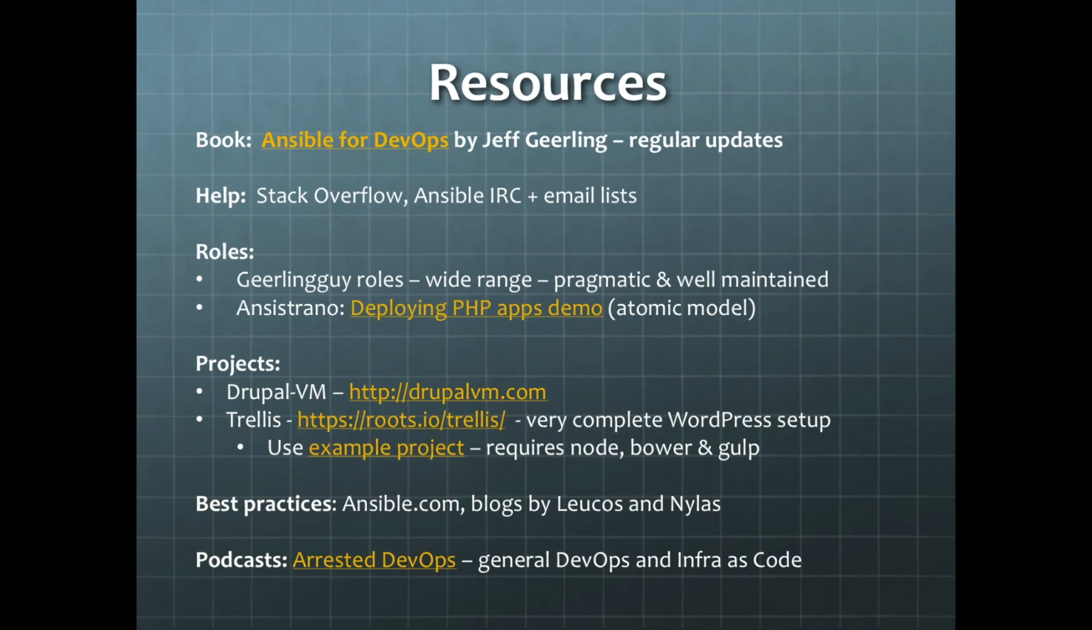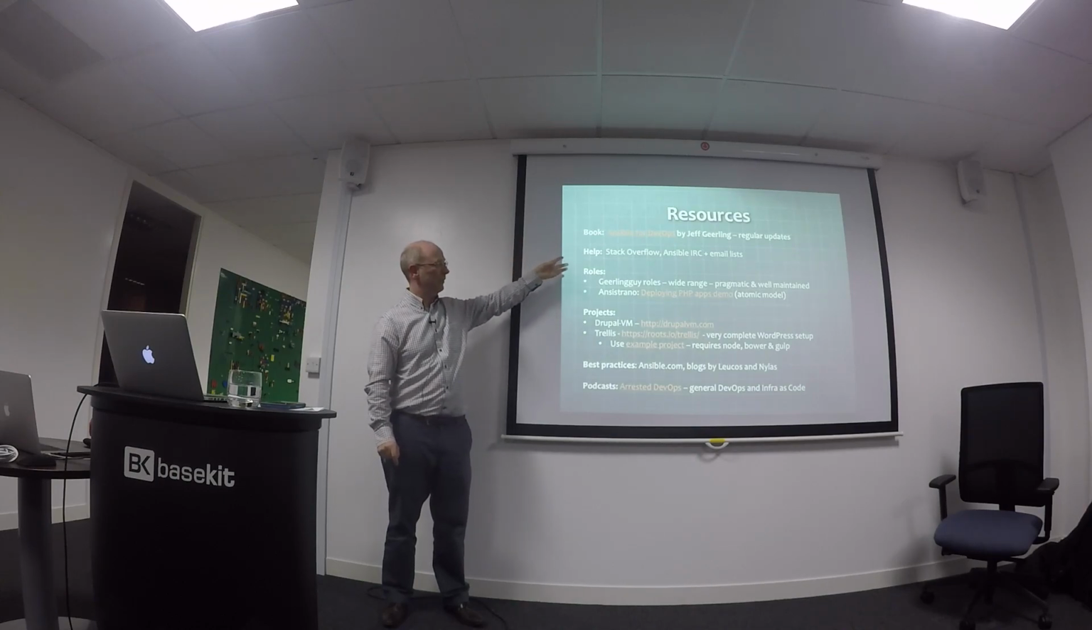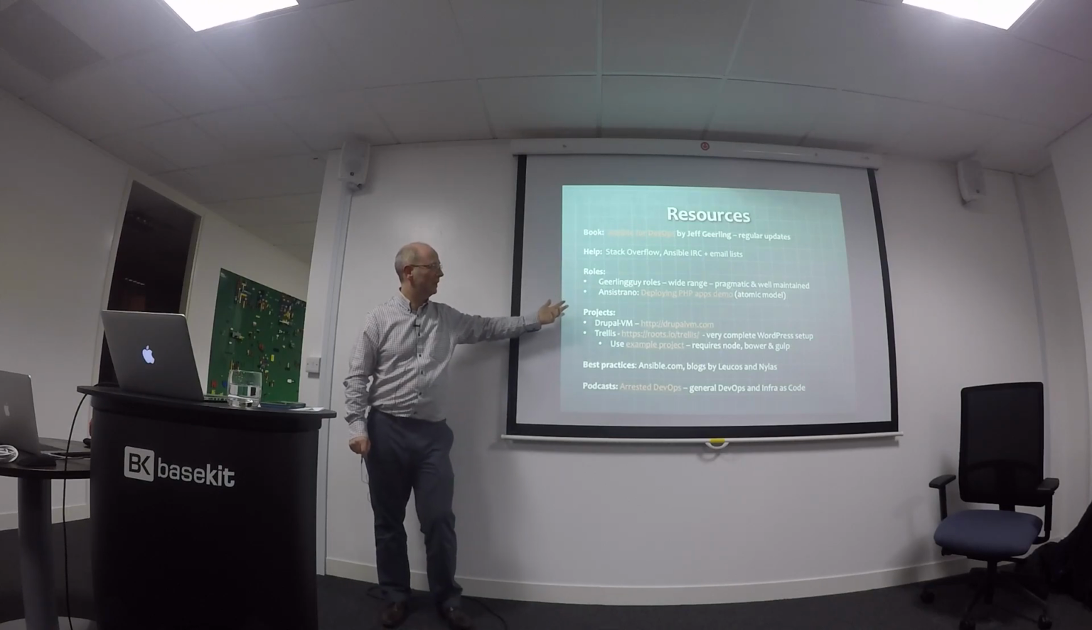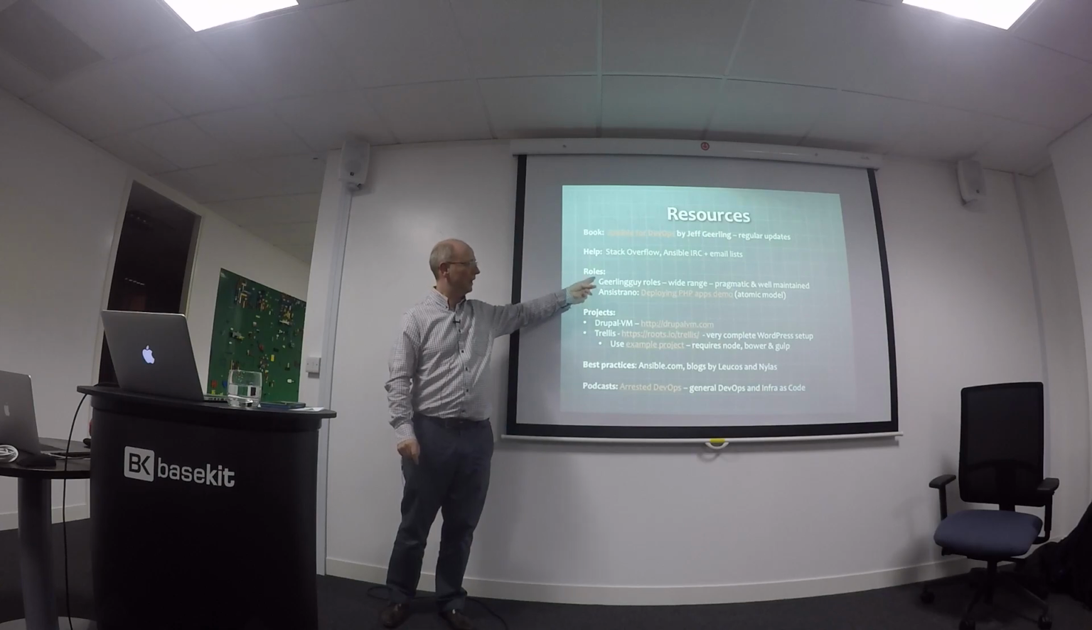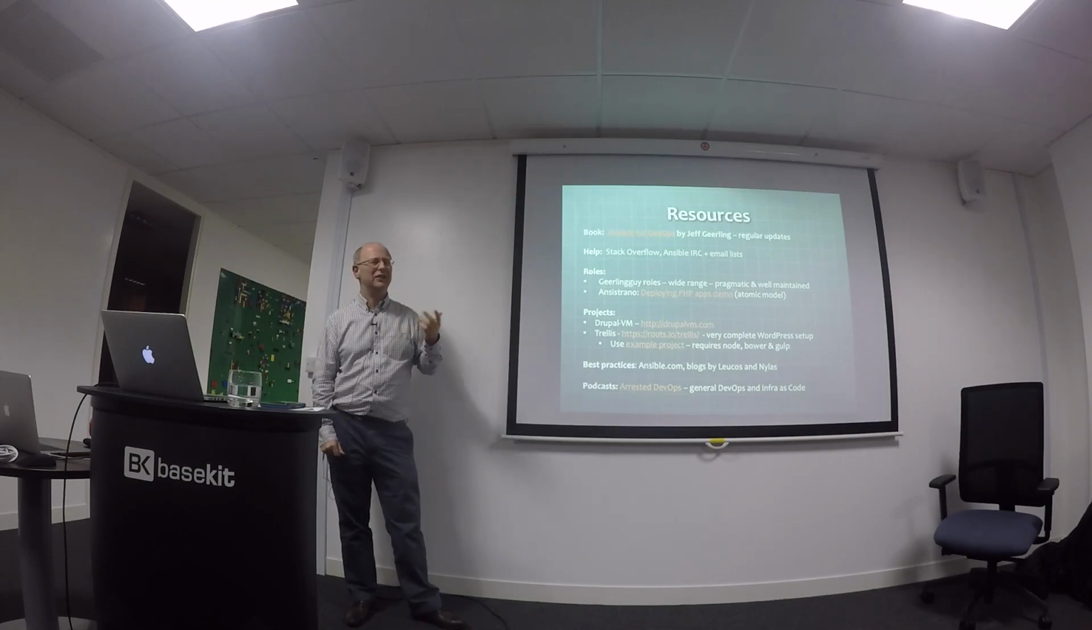So I just want to close by mentioning this resources slide. This is the main book I recommend, by a guy called Jeff Geerling, whose roles I use some of the time. It's generally a pretty good book, and he updates it all the time on LeanPub, which is worth it. Obviously, there's lots of help on Stack Overflow, but there's a good IRC channel, and there are some email lists as well. There are lots of different roles out there, but Geerling Guy actually maintains a lot of roles and keeps them updated and fixed.